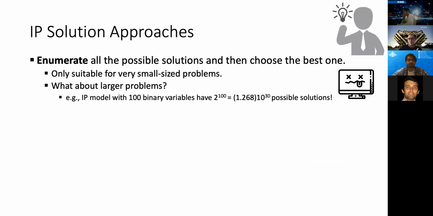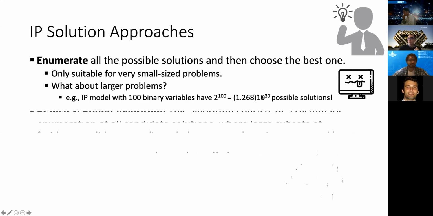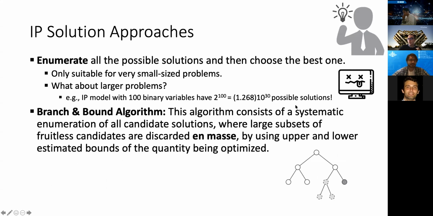If you have larger problems, let's consider an IP model, in fact a binary integer programming model, with 100 binary variables. Then we have this many possible solutions. It's not possible to work out with a traditional computer, right? Or on a GPU, or I don't know. It should take millions of years.